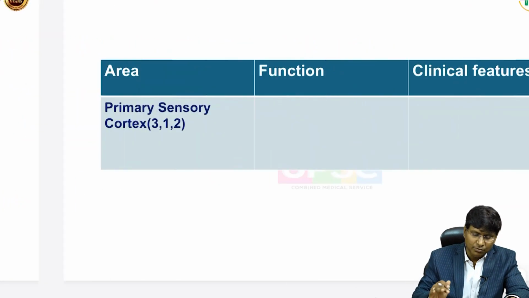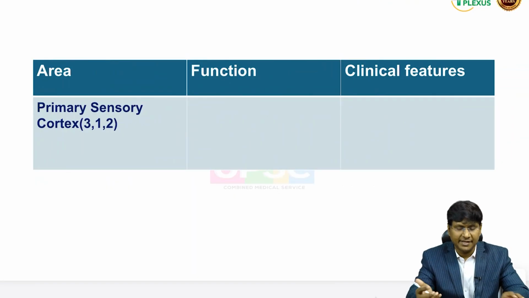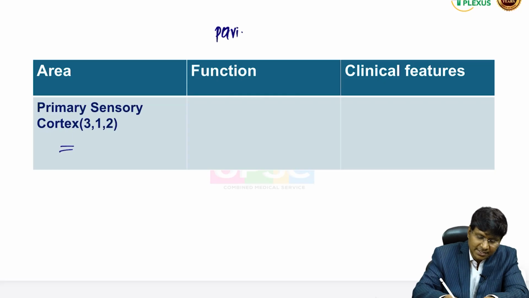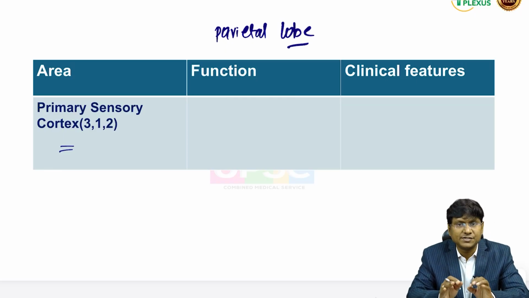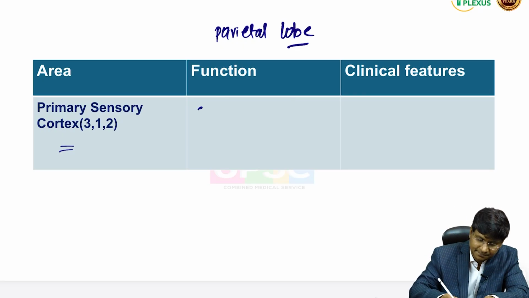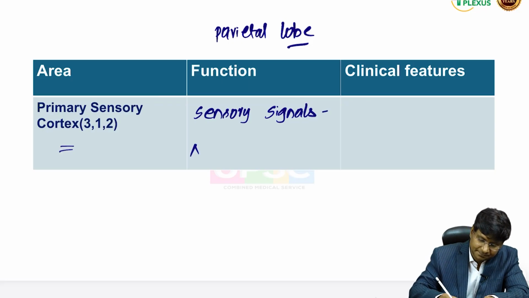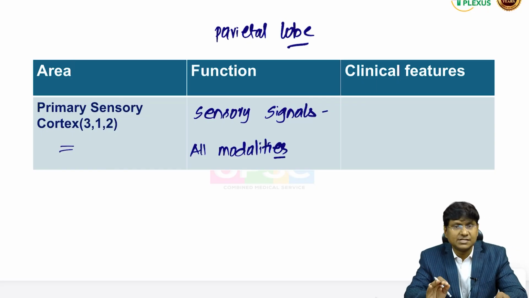So in the parietal lobe, what are the various broad main areas? Number 1, the primary sensory area, that is areas 3, 1 and 2. So this is the area within the parietal lobe. Now what is the function of this primary sensory cortex? Sensory signals from all modalities of sensation terminate in this particular area.